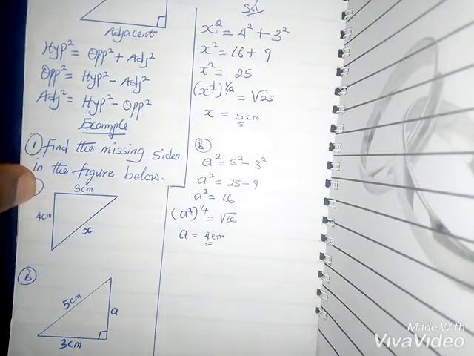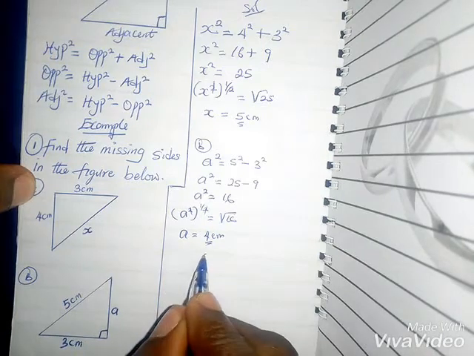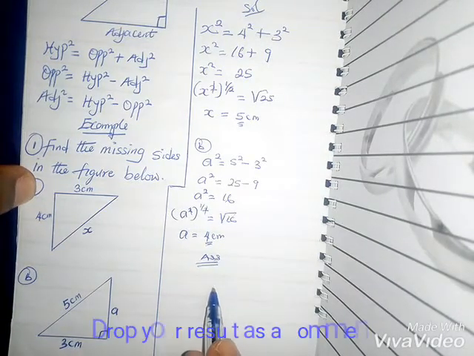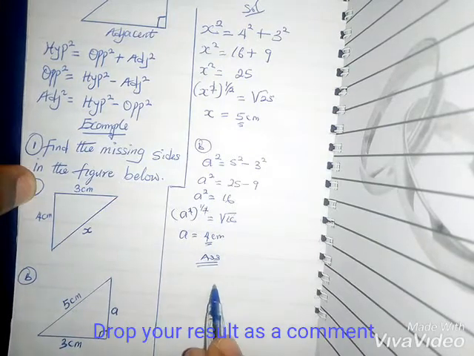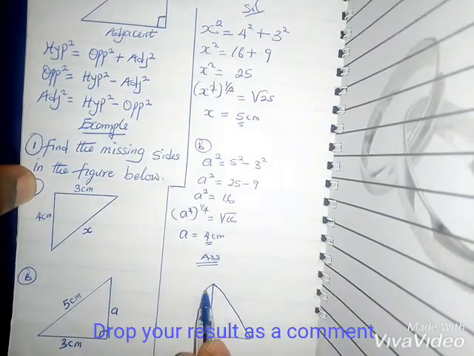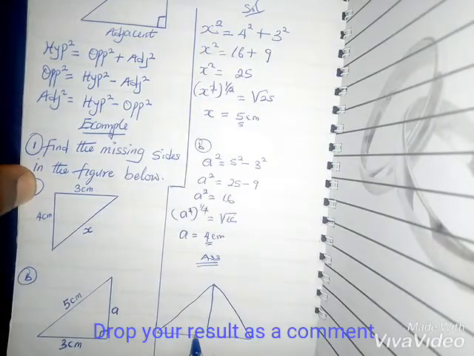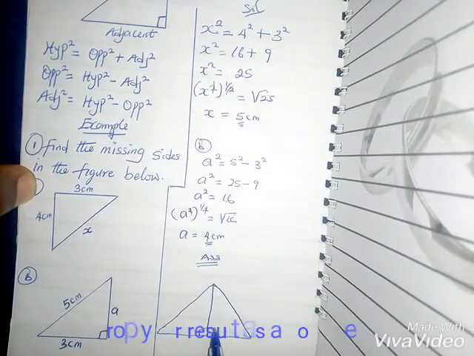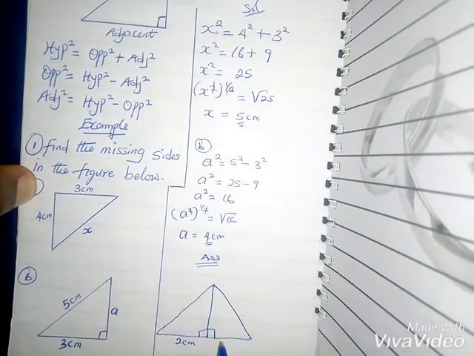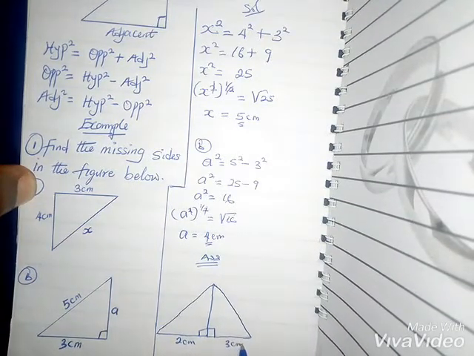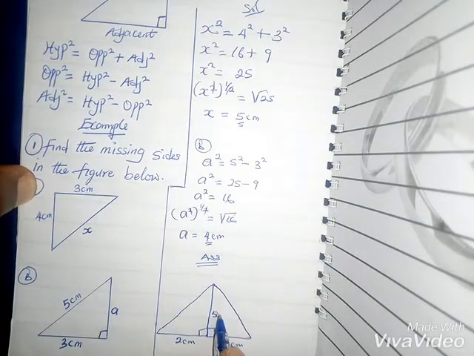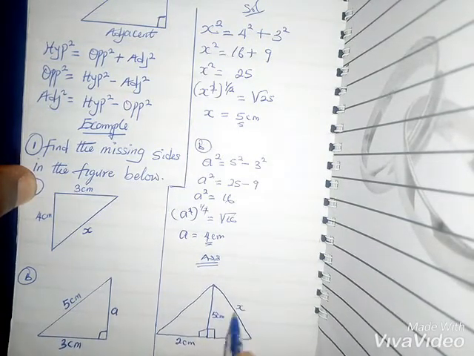Okay, now I'd like you to try this question at home. The question says find the missing side. Here is 90 degrees. We have here 2 cm, we have here 3 cm, then we have here 5 cm. The question says find the missing side.